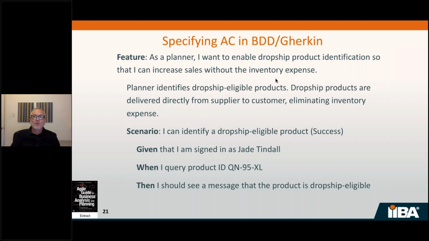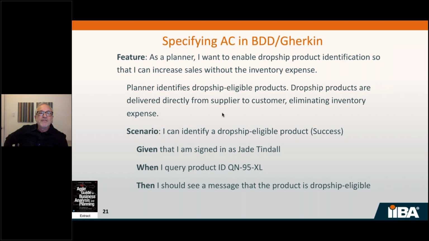And so here is an example of what I've been talking about, specifying acceptance criteria using this approach. So here we have an example. As a planner, I want to enable drop ship product identification so I can increase sales without the inventory expense. This is an example that came out from one of my clients, which I made a little bit more anonymous. It's totally free form for the feature. There's a description of what this feature is about: drop ship products allow a company to offer products without keeping those products in inventory, because when somebody orders them, the order goes directly to the supplier. So that's the background behind this.